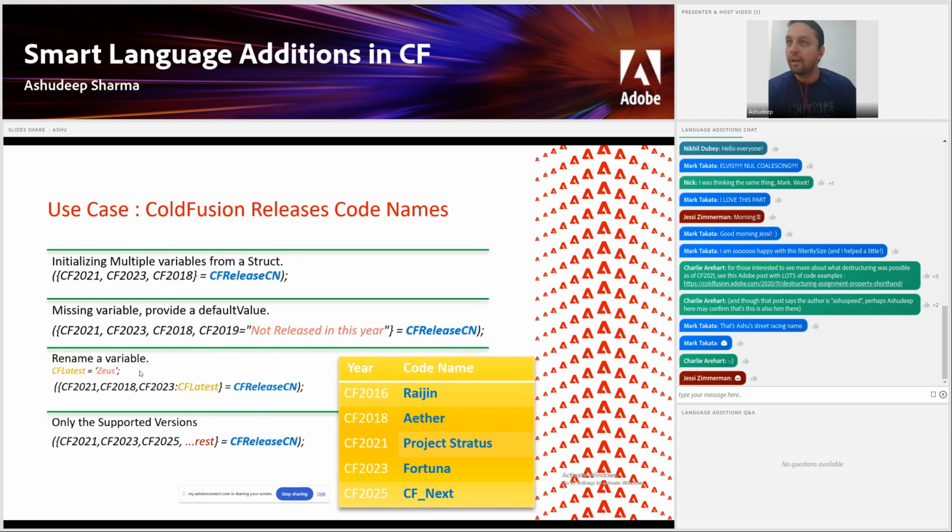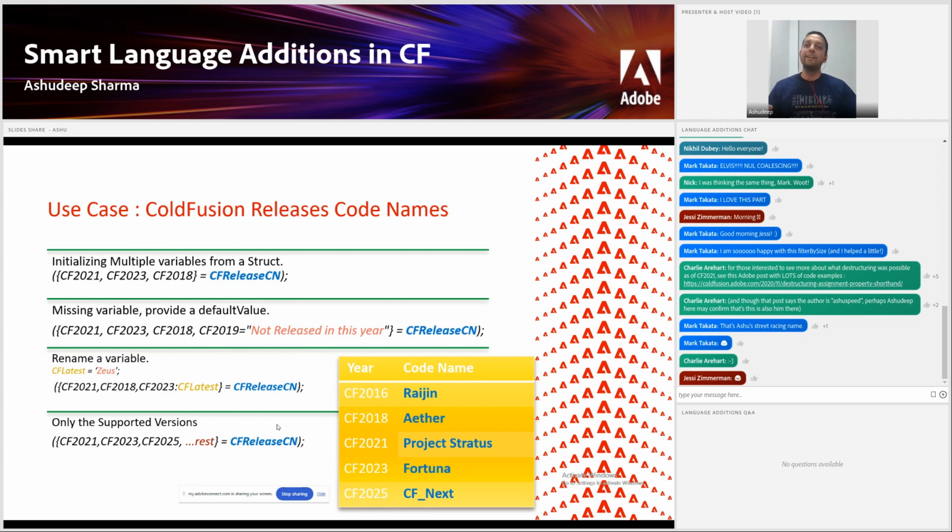The other use case can be renaming a variable. Let's say we don't even know what CF latest was, and we have just assigned it to a dummy value like ZS. But when we get the data from a third party API or from an object like CF release CN, we are pretty sure that this variable can be initialized, because we know the latest release was 2023 only. So you can initialize to that. It will check the entry, Fortuna for CF 2023, and it will initialize CF latest to Fortuna. So this functionality can also be done.